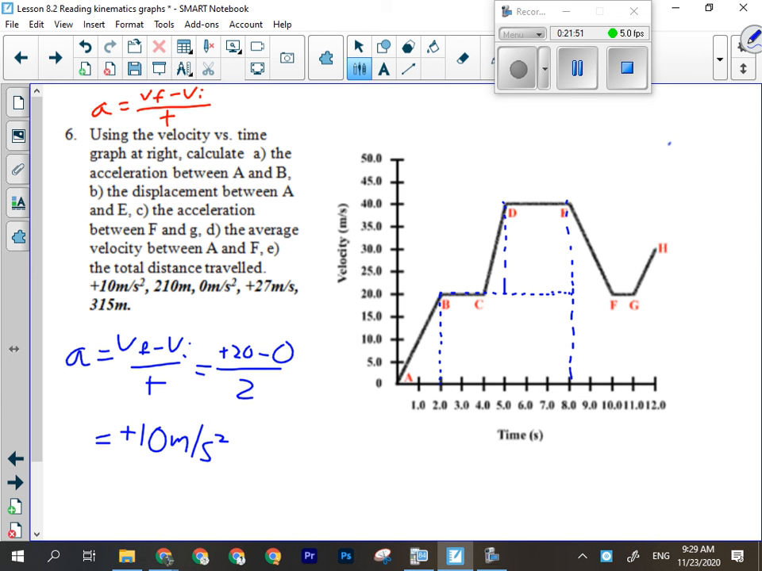Because I know some people will draw their rectangle just to here, and then they'll have one big rectangle here. Same deal. It doesn't really change anything. You're going to end up with the same area. So we have area 1, area 2, area 3, and area 4 that we have to calculate.